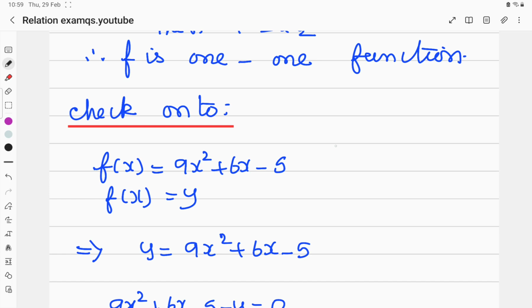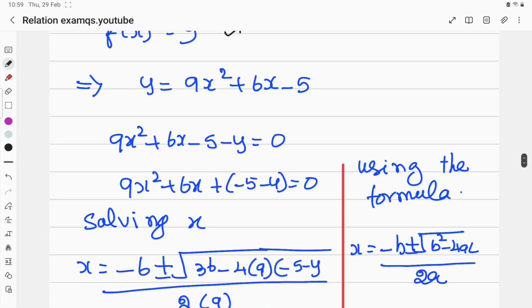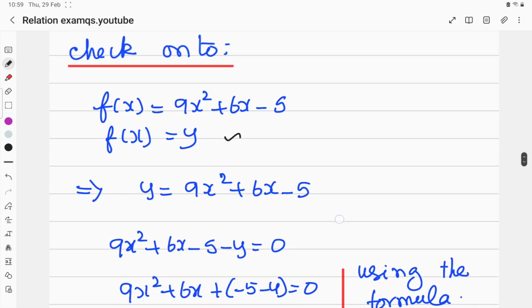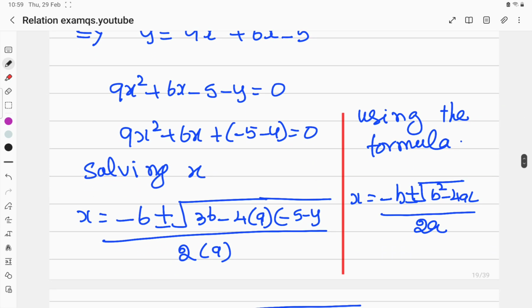Check onto. f of x is equal to y. Therefore, y is equal to 9x square plus 6x minus 5. Rearranging, here f of x is equal to y, so we get the x value in terms of y. It is a quadratic equation in x. Here a is equal to 9, b is equal to 6, c is equal to minus 5 minus y.